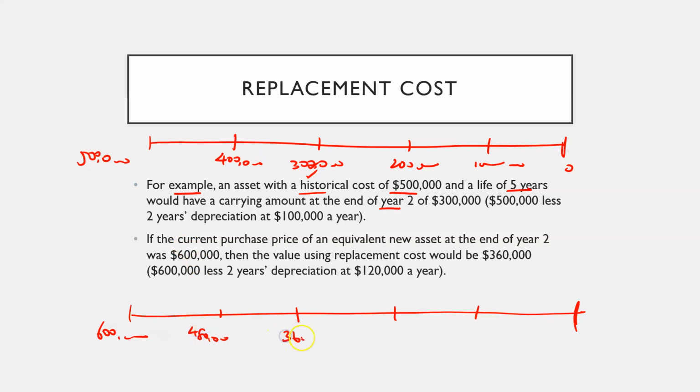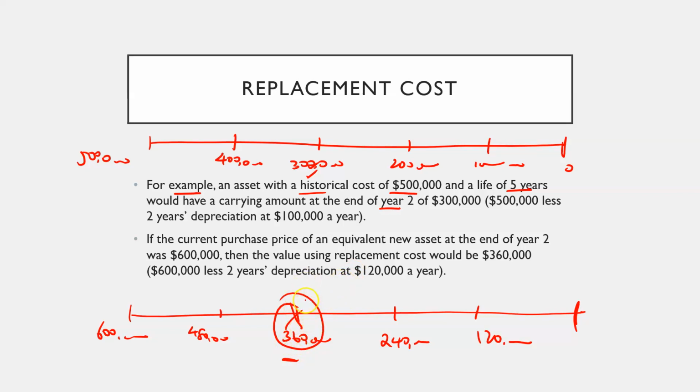That brings us to 360,000. That brings us to 240,000. That brings us to 120,000. These are just the net book values that I'm doing. So the replacement cost that I give to the insurance company would be, to replace this asset, 360,000, and that's the way we would look at that.